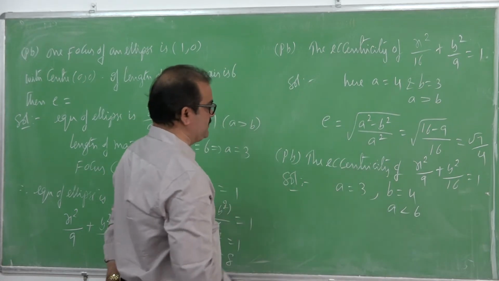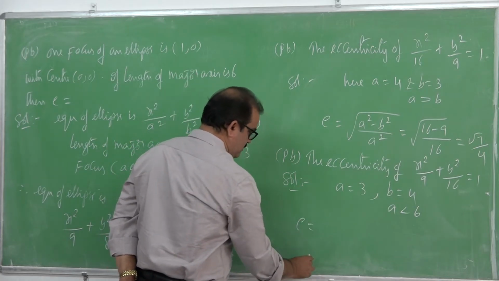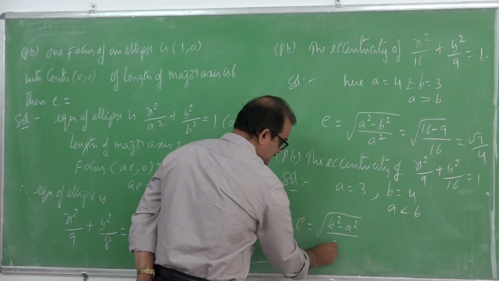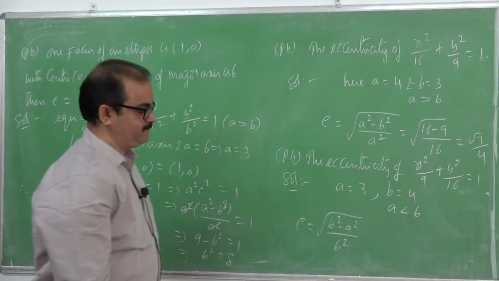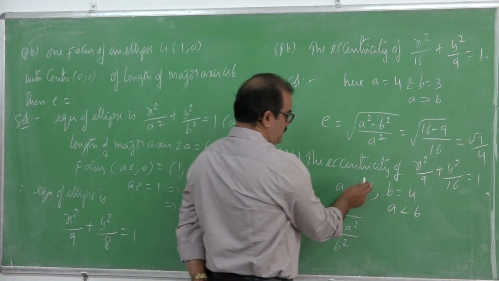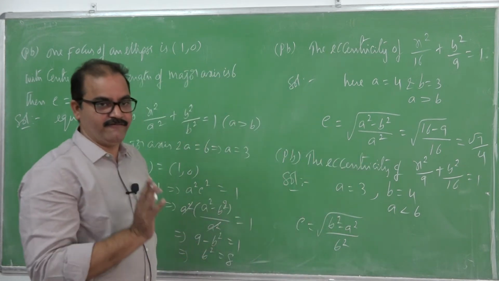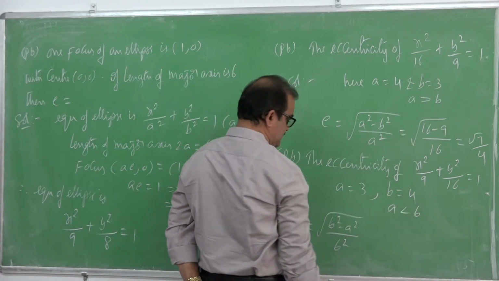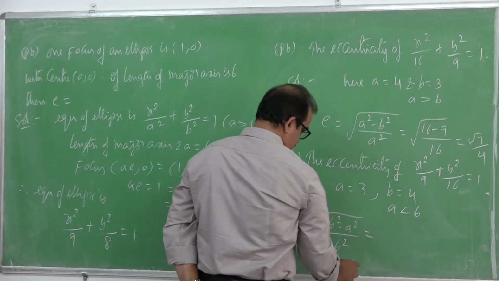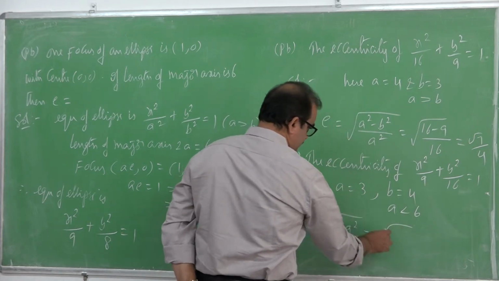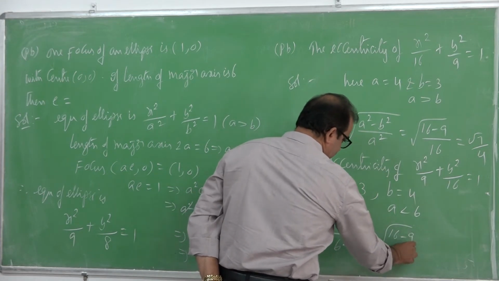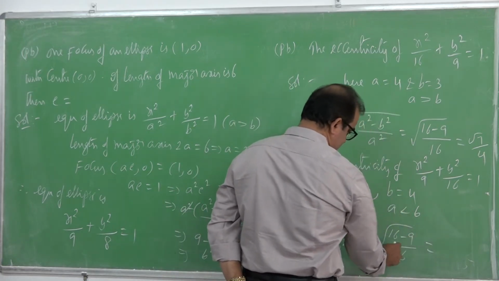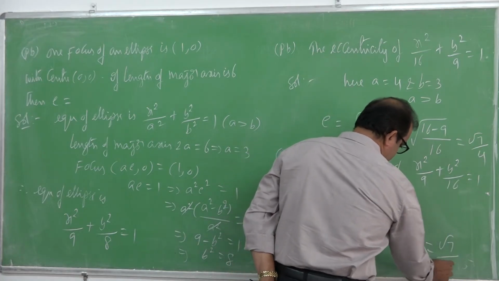If a is less than b, what is the formula to find eccentricity? Root of b square minus a square by b square. So in this way, to find the eccentricity of an ellipse, first of all we check whether a is greater than b or a is less than b. b square 16, a square 9, by b square 16. 16 minus 9 is 7, root 16 is 4.